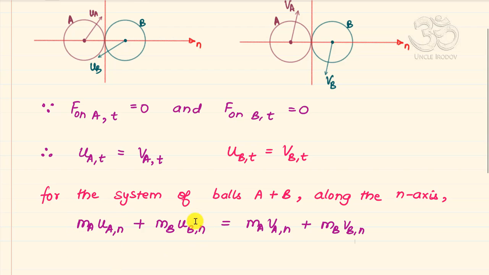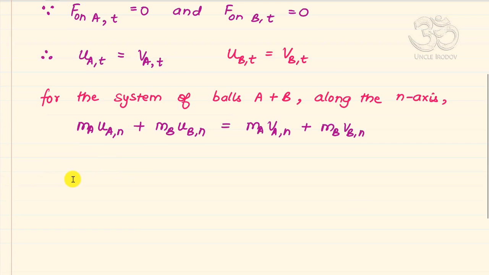So this is the total initial momentum of the system. This is the total final momentum of the system along the normal axis, and that should be conserved. So I've got a third equation. I've got one equation, two equations, here I've got a third equation, and then I should be able to write an equation for the coefficient of restitution also. So there is an E equation also.